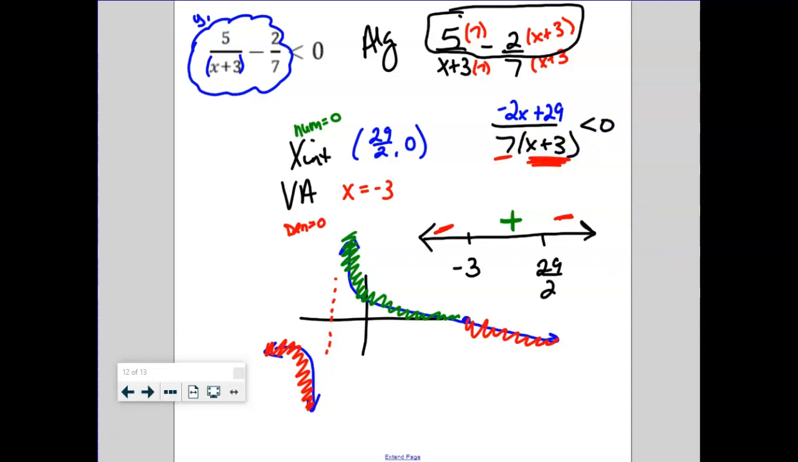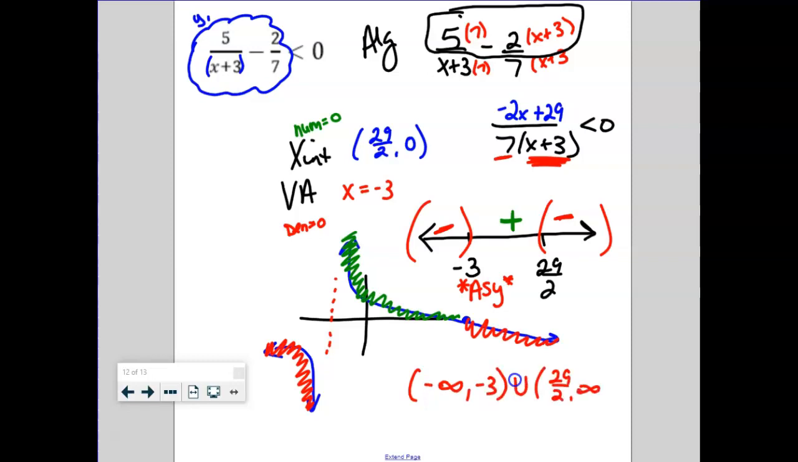So they wanted to know where my rational was less than 0, so we're looking from here to here and here to here. Now, on that particular question, there's no brackets because there's no equal to symbol, but make yourself a little special note that at the asymptote, you can never use a bracket, even if you wanted to because it had equal to, because it can never hit the vertical asymptote. So your domain is from negative infinity to negative 3, union 29 halves to infinity.